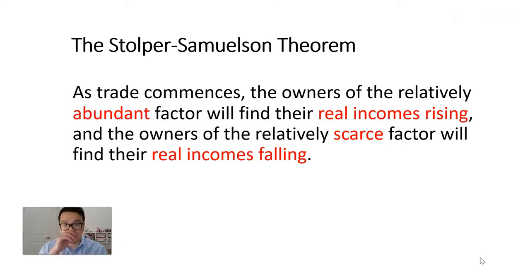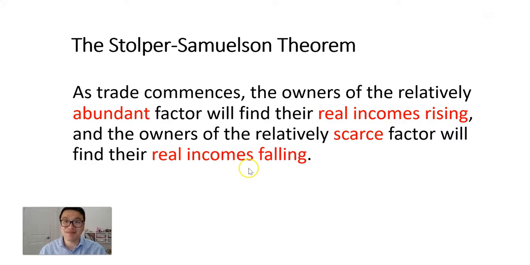The Stolper-Samuelson theory was named after two U.S. economists, Wolfgang Stolper and Paul Samuelson. The theory can be summarized as follows: when trade commences, the owners of the relatively abundant factor will find their real income rising, and the owners of the relatively scarce factor will find their real income falling. Here we talk about real income, which is the nominal income divided by the price level, where the prices are those of good X and good Y in the Heckscher-Ohlin model.